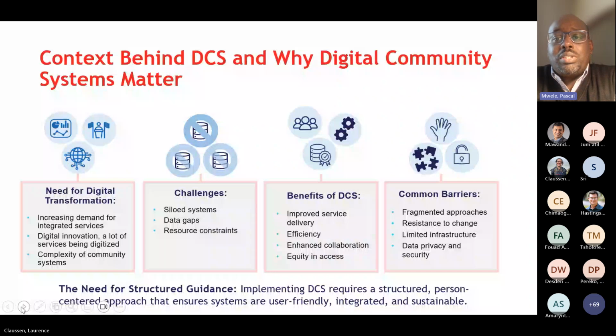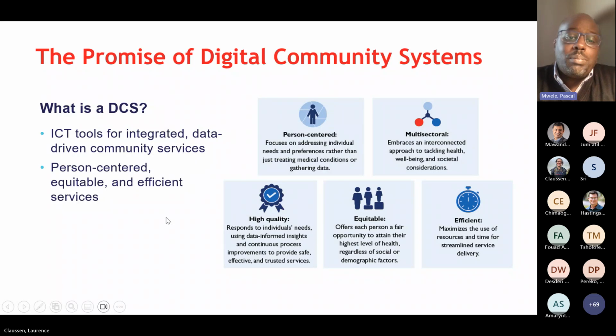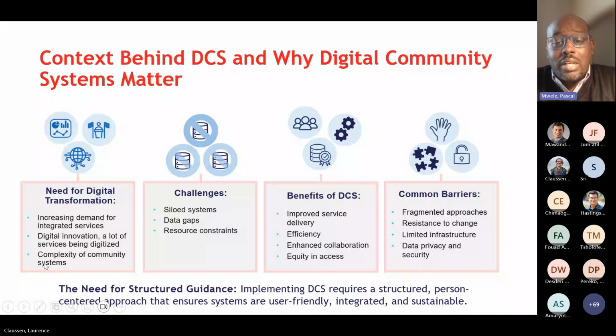When we look at the digital community systems, what is the promise? The promise is that when we look at the person-centered approach, we are looking to improve service delivery, and this is a shift from building systems that are primarily meant for data capture, to systems more driven by service delivery. We are looking at enhanced collaboration and also driving equity and access. The barriers that are well known are around fragmented approaches, resistance to change, and limited infrastructure. As a result, this context brought about the need for a structured, person-centered approach that provides a user-friendly, integrated approach. Next slide.